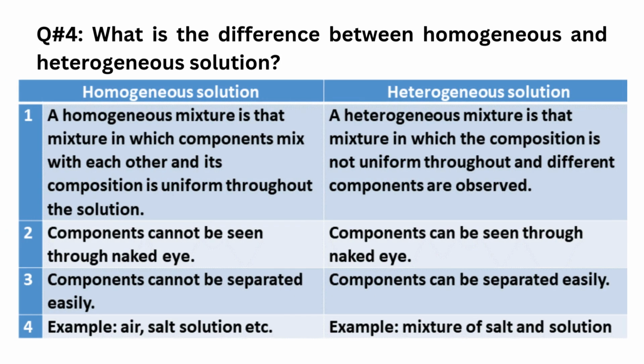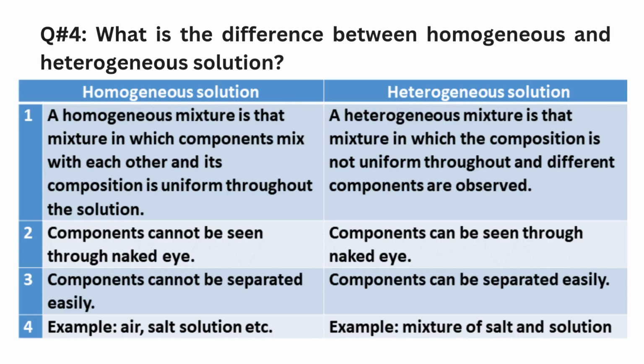Question 4. What is the difference between homogeneous and heterogeneous solution? A homogeneous mixture is that mixture in which components mix with each other and its composition is uniform throughout the solution. A heterogeneous mixture is that mixture in which the composition is not uniform throughout and different components are observed. In homogeneous solution, components cannot be seen through naked eye. In heterogeneous solution, components can be seen through naked eye. In homogeneous solution, components cannot be separated easily. In heterogeneous solution, components can be separated easily. Examples of homogeneous solutions are air, salt solution, etc. Examples of heterogeneous solutions are mixture of salt and sand solution.